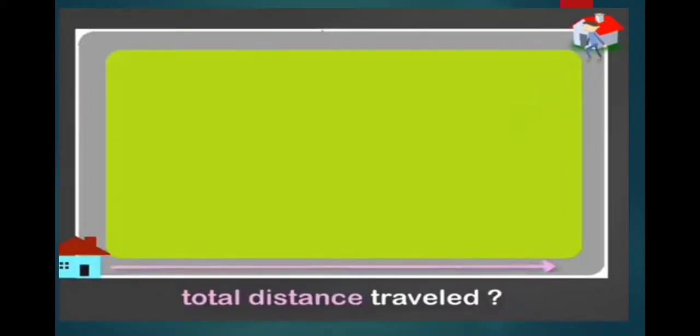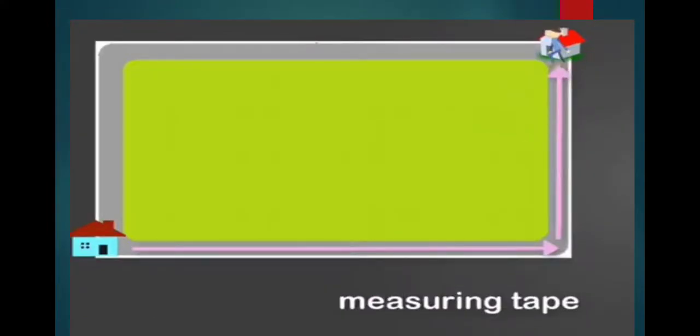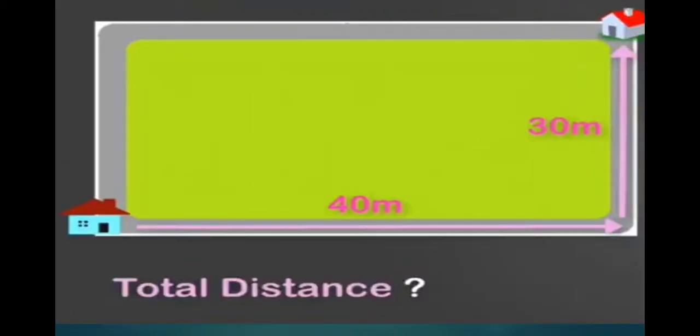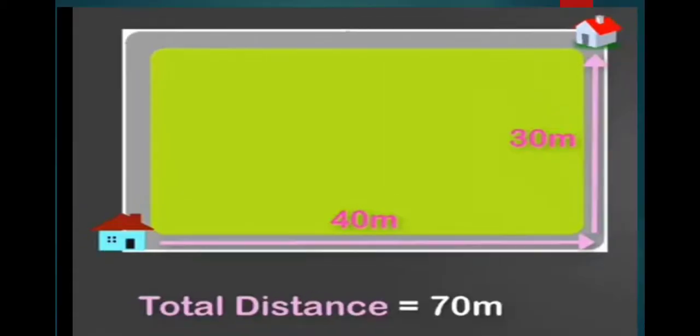So what is the total distance traveled by you? It's going to be this distance plus this distance. How will you practically measure it? You can use a measuring tape, but you need a really long one. Now let's say this length is 40 meters and this length is 30 meters. So what is the total distance traveled? It's going to be 70 meters.